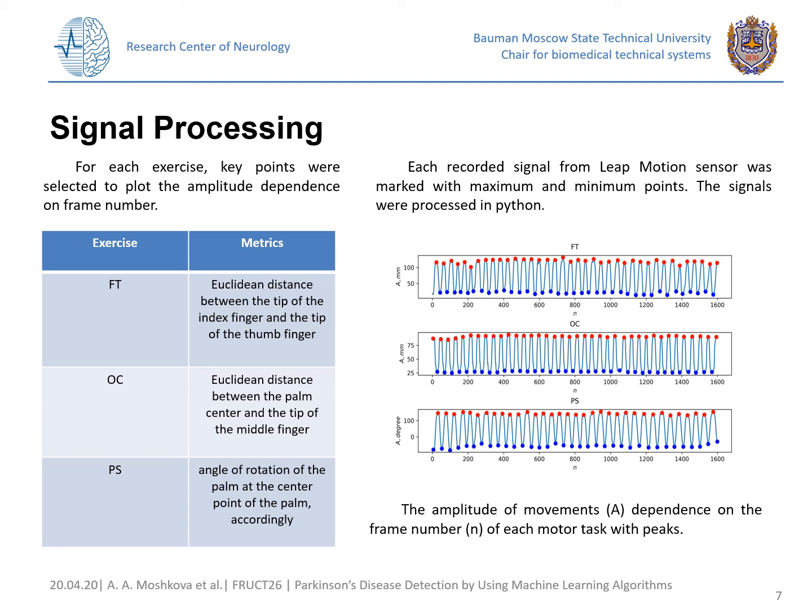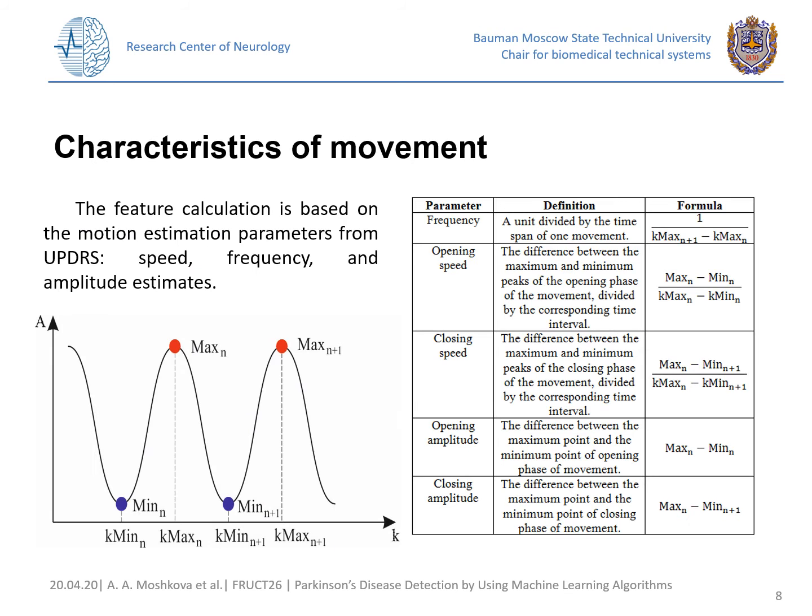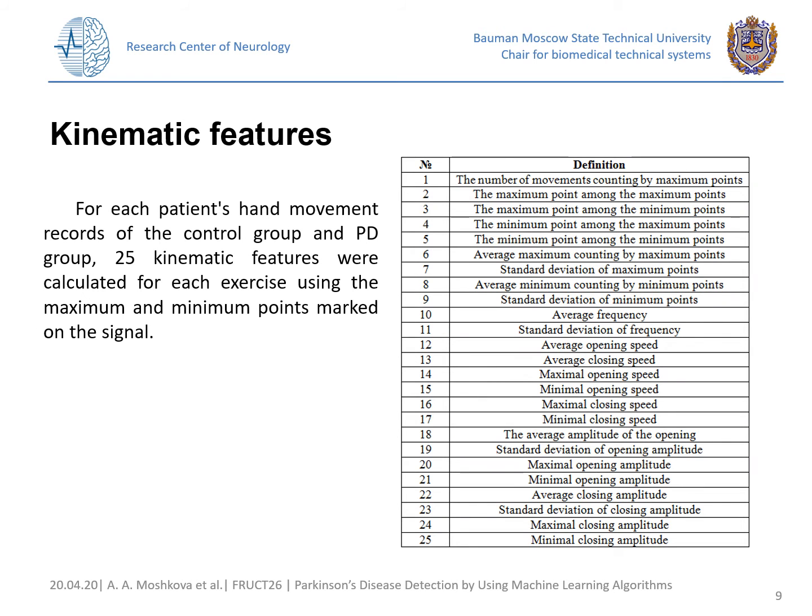With Python libraries, for peak finder, the maximum and minimum points on the movement plots were determined. Additionally, the manual correction of point location was used. The feature calculation is based on the motor estimation parameters from UPDRS, speed, frequency, and amplitude estimates. The formulas are given on the slide. For each patient's hand movement records of the control group and PD group, 25 kinematic features were calculated for each exercise using the maximum and minimum points making on the signal.